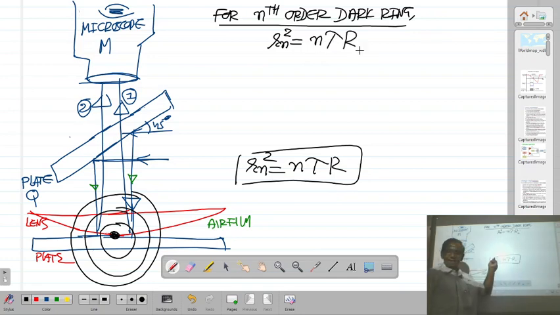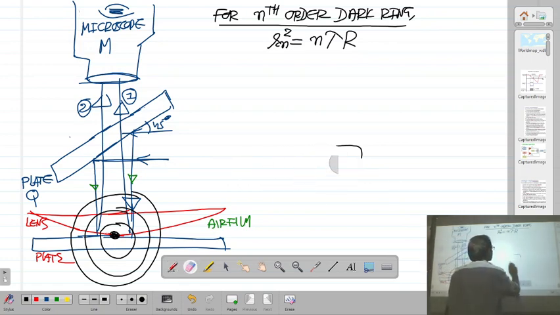Once again I repeat, what is r_n? It is the radius of the nth order dark ring. n is the order of the ring, the dark ring number. Suppose it is the 10th ring, then n is 10. Lambda is the wavelength of light, and R is the radius of curvature of the lens.